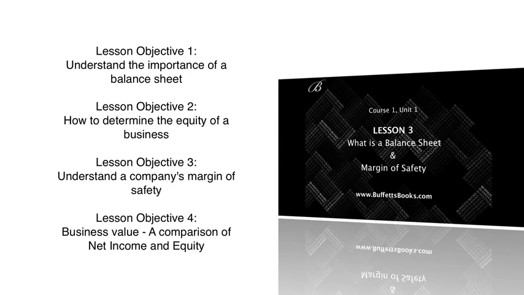So the 4 things that we learned in this lesson, we learned about understanding the importance of a balance sheet, and we understood how to determine the equity of a business. We understand the company's margin of safety, and we understand the business value, a comparison of the net income to the equity.